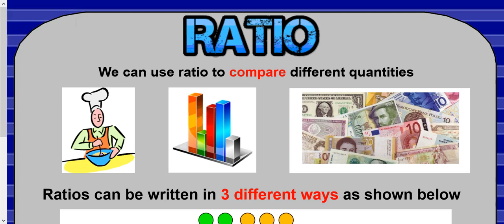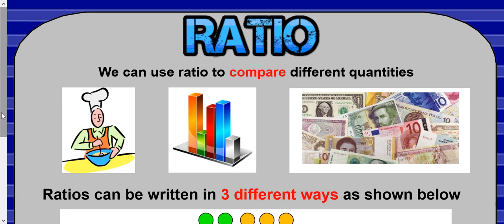Hi there. In this lesson we're going to look at ratio, and we're also going to look at how to write it down. Firstly, we can see that we can use ratio to compare different quantities. This could be used in cooking, for example the ratio of flour to eggs in a recipe. It could also be used to split up graphs and pie charts, and to split up money, and you'll also see it in other different places as well.